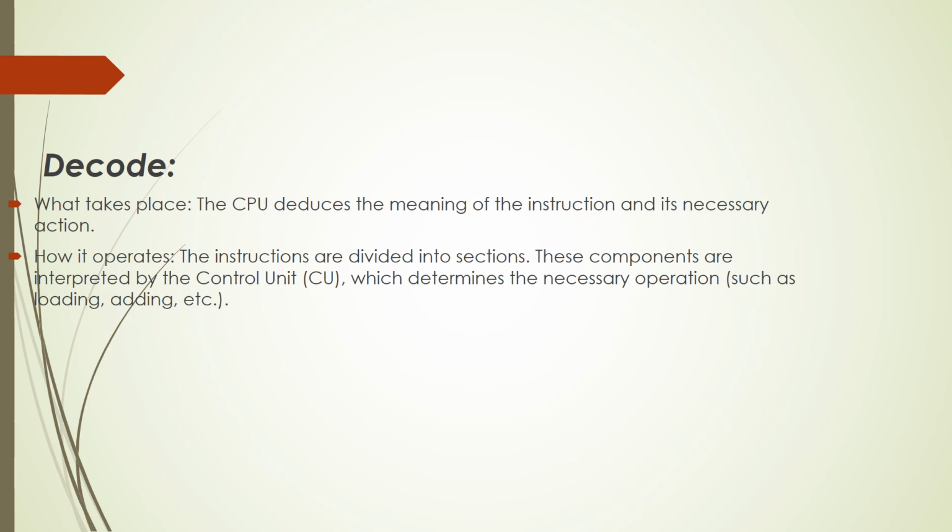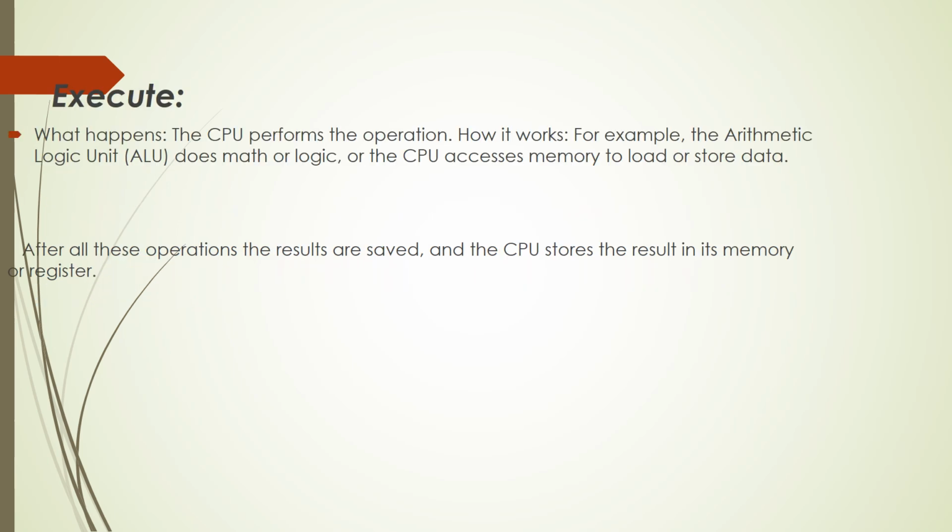Coming to decoding. The CPU deduces the meaning of the instruction and its necessary action. How it operates: the instructions are divided into sections. These components are interpreted by the control unit, which determines the necessary operation, such as loading, adding, etc. This operation is self-explanatory from its name.